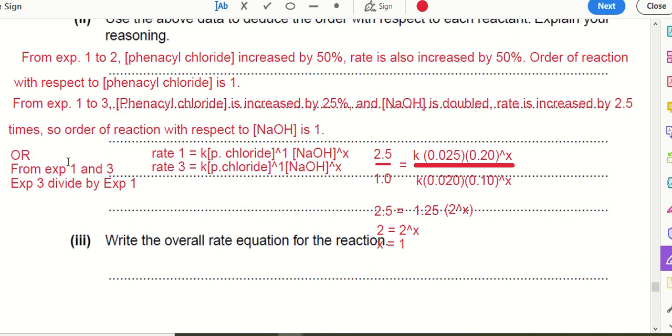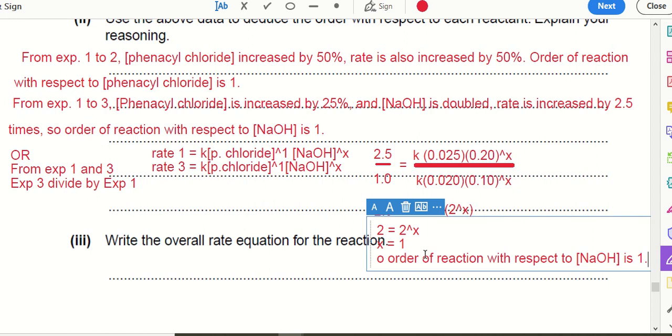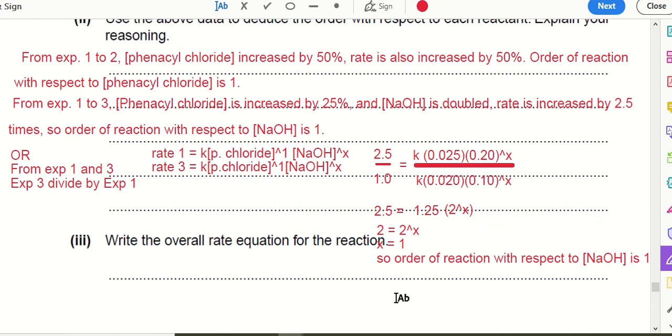So you make a conclusion. The same conclusion here: the order of reaction with respect to sodium hydroxide is 1. You must always make a conclusion, yeah? So 2 methods. Now let's look at number 3 also. Then you have to write the overall rate equation for the reaction.